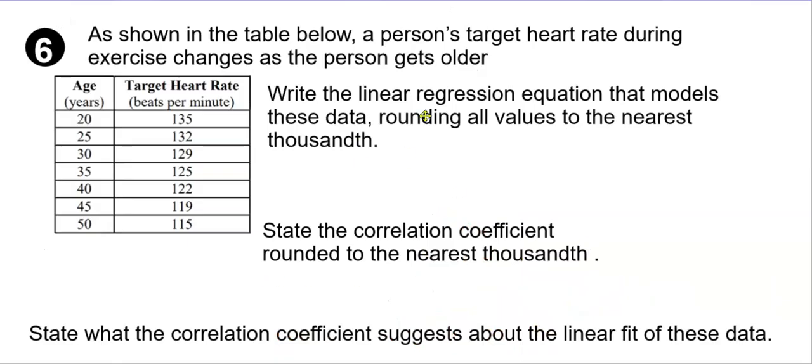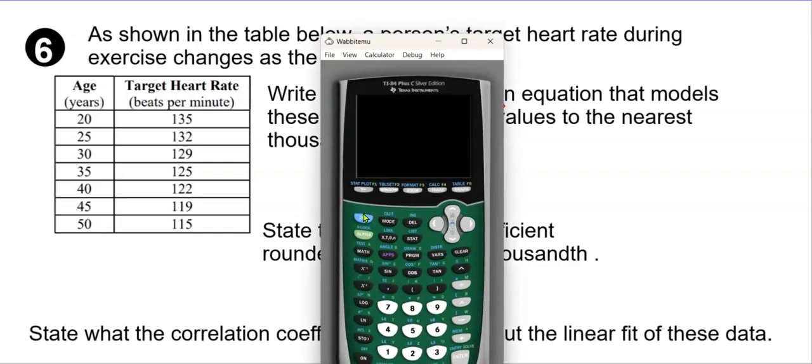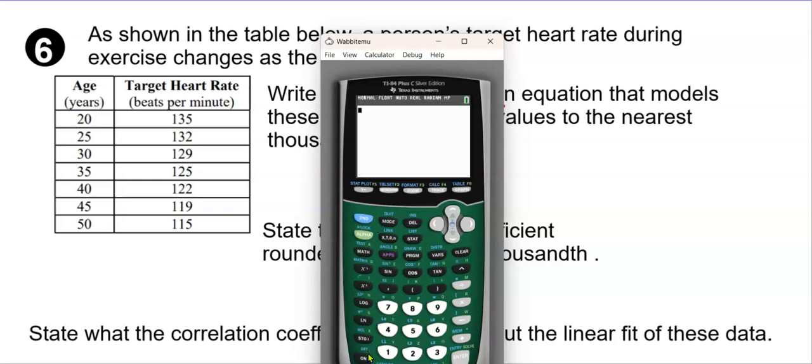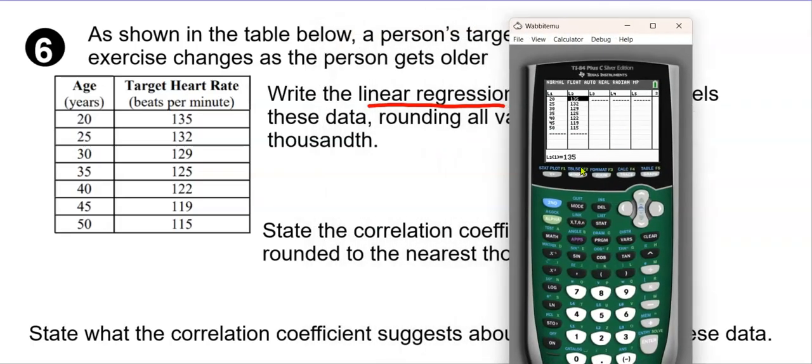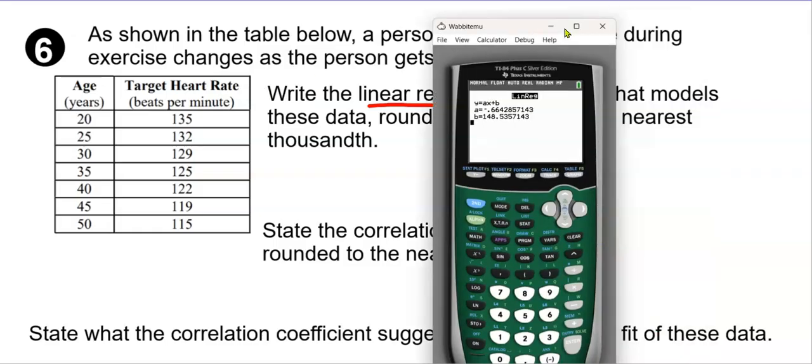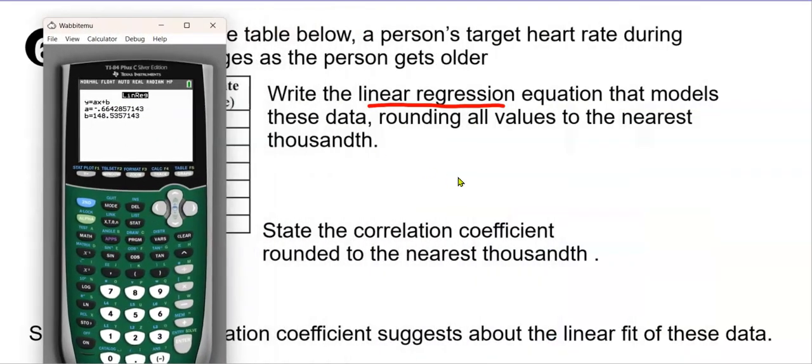Number 6 asks you to write a linear regression. We'll need our TI-84 calculator for this, and we will enter our information into the Stat Edit button. So I've entered the age in list 1 and the target heart rate in list 2. Once I've done that, I can click Stat, arrow over to Calc, and choose number 4, Lin Reg. Press Enter 5 times, and here I will see 2 values. This will give me the equation that I need to answer the first part of this question.